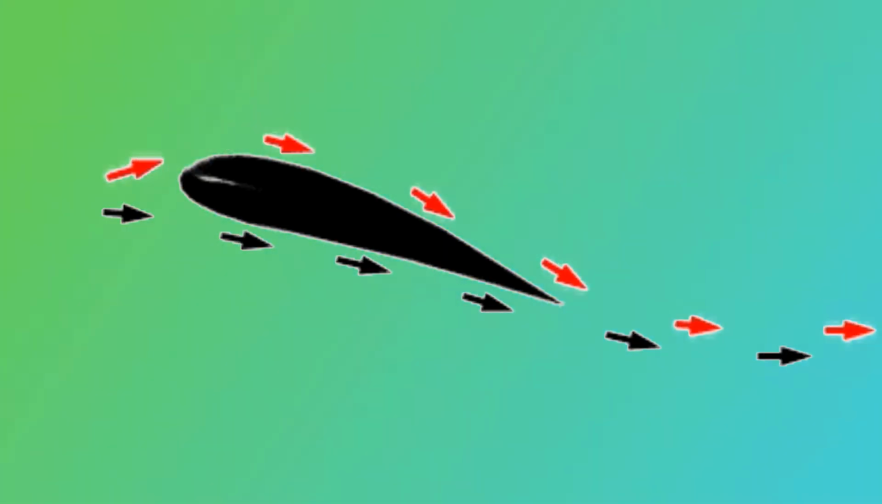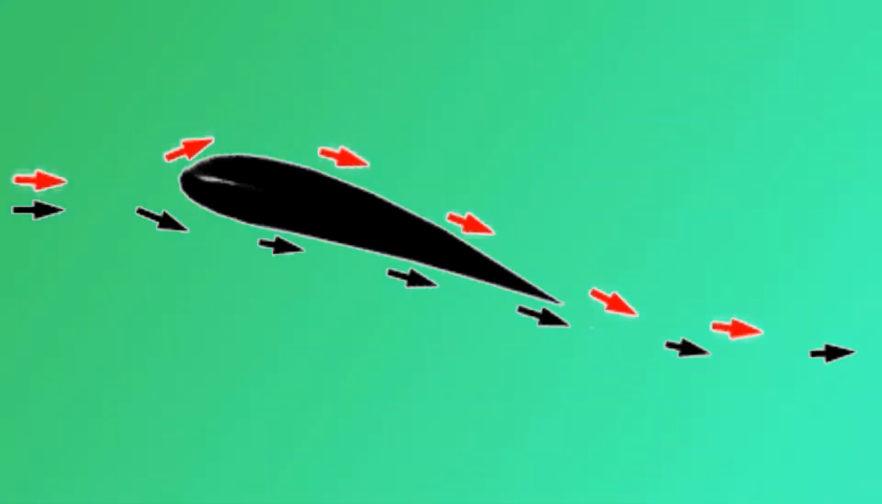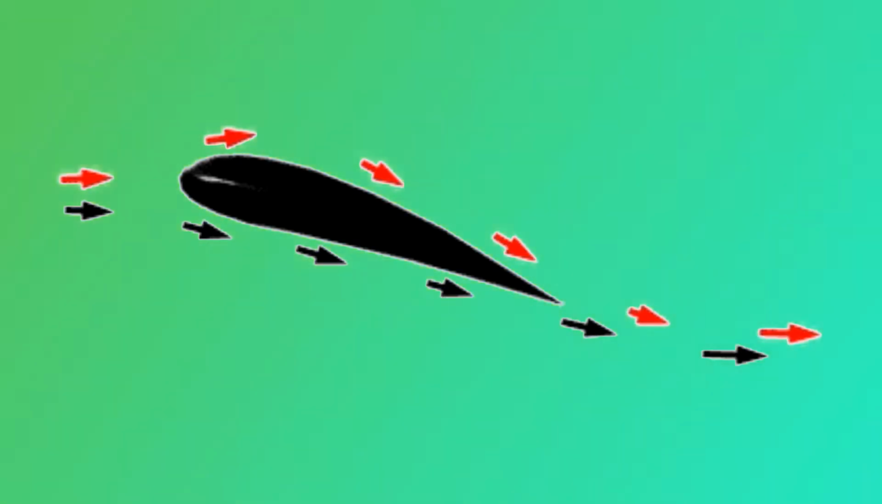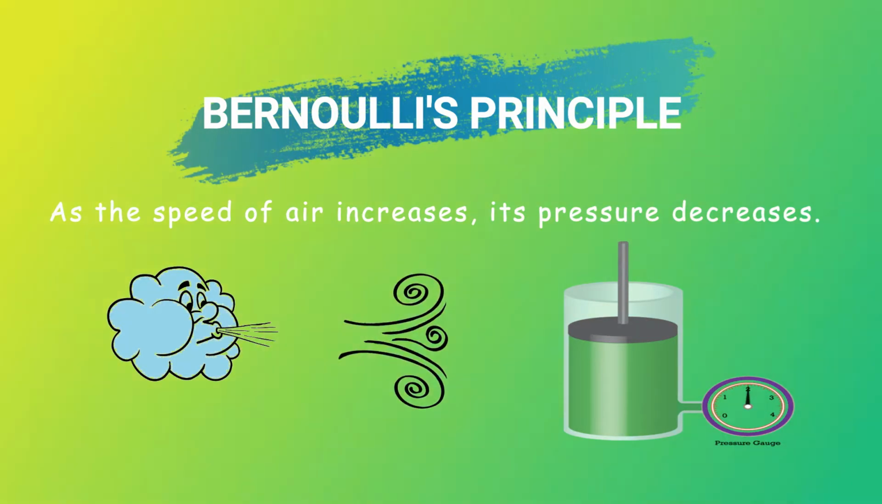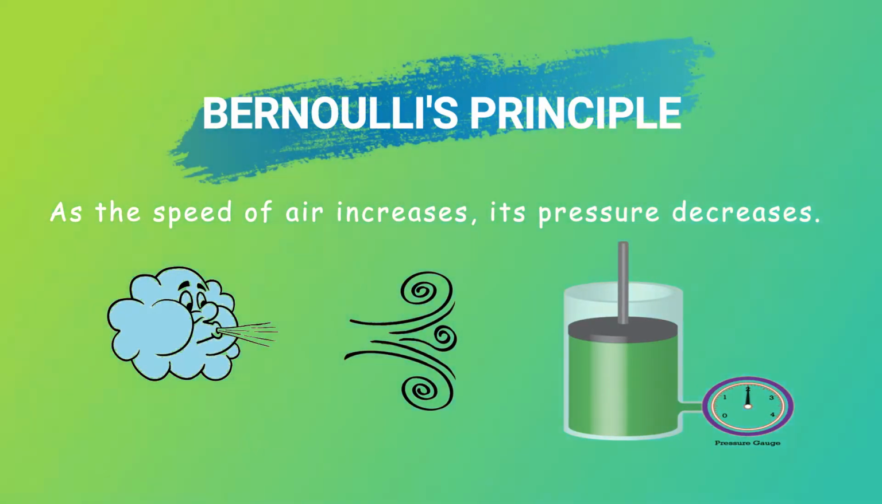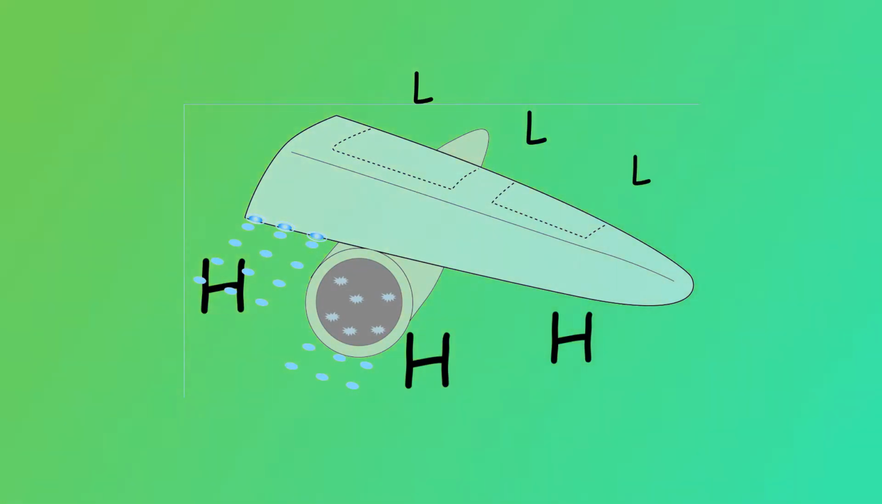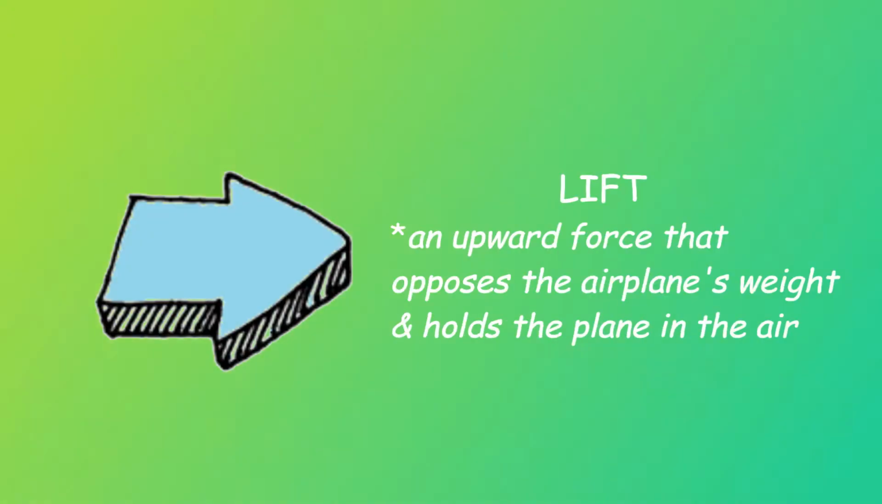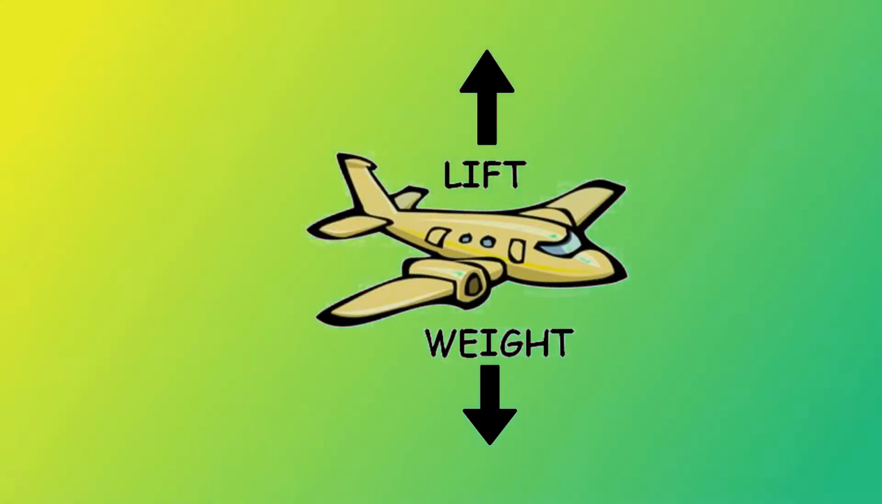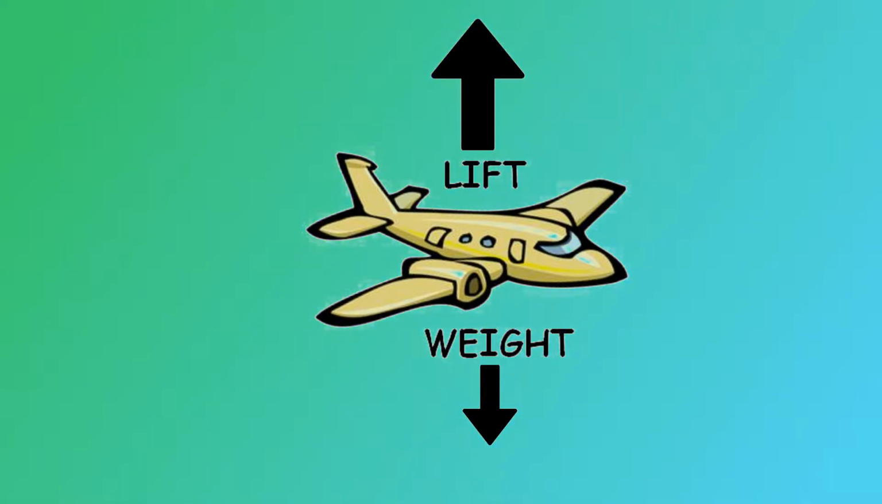As the plane moves across the runway, a current of air flows over the wing's airfoil. According to Bernoulli's principle, as the speed of air increases, its pressure decreases. Because the pressure above the wing is lower than the pressure below the wing, lift is produced. Once the force of the lift overcomes the force of the airplane's weight, the plane is able to fly.